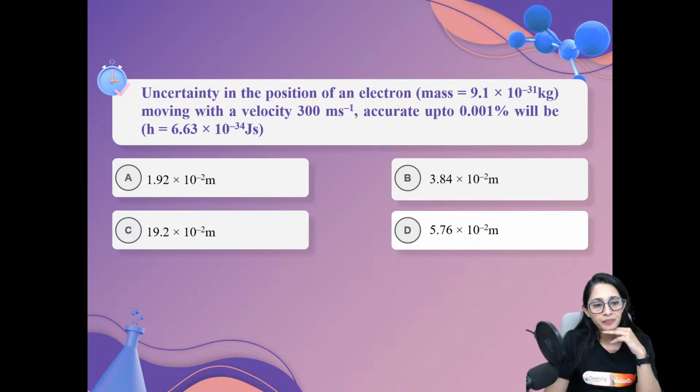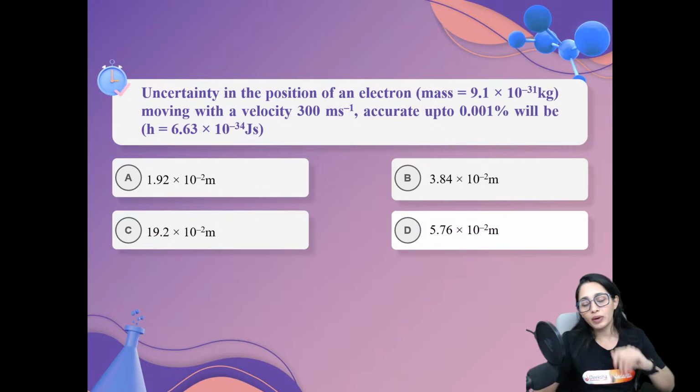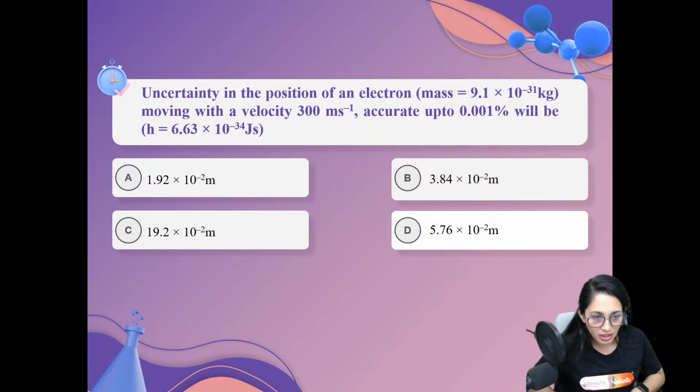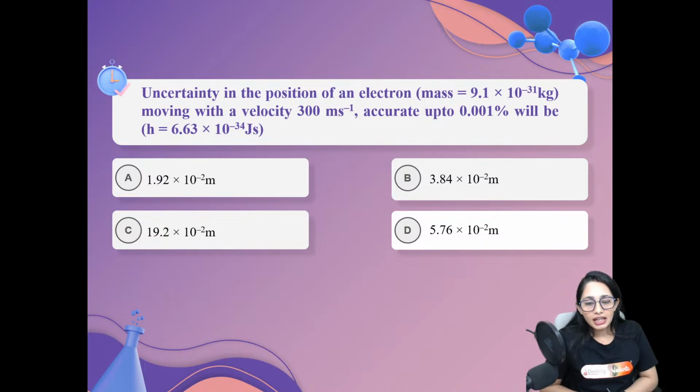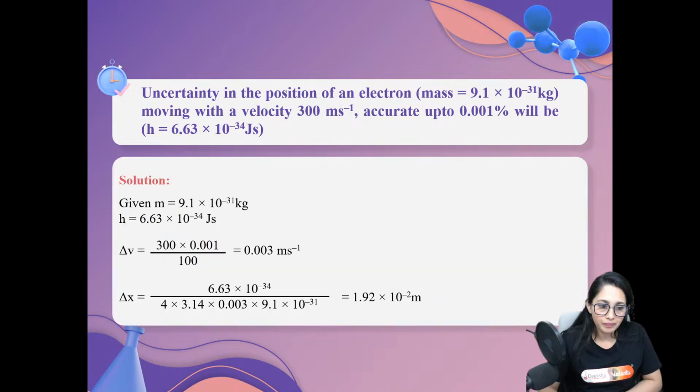Next, the uncertainty in the position of an electron with mass equal to 9.1 into 10 raised to minus 31 kg, moving with a velocity of 300 meter per second, accurate up to 0.001%, will be dash. Substitute and give me the answer. See, given m is equal to 9.1 into 10 raised to minus 31 kg. Okay.